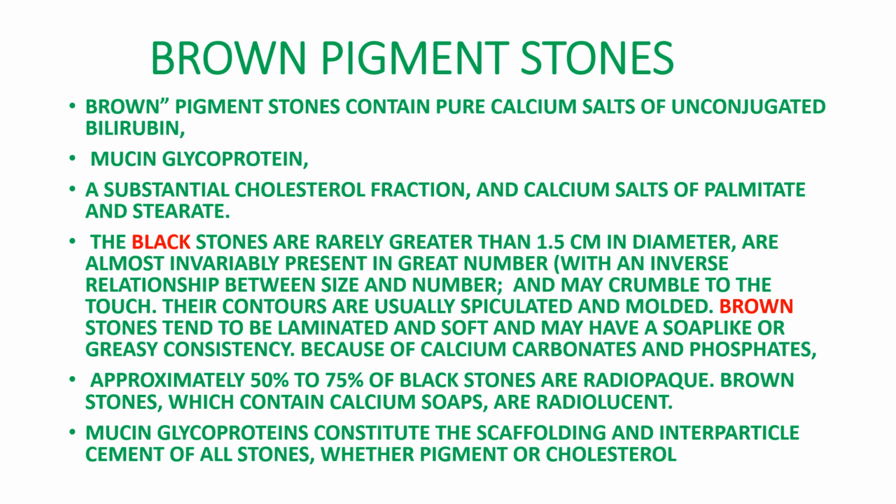Similarly, one thing which I forgot to tell you is that the pure cholesterol stones, which we discussed in the very beginning, are usually radiolucent. What does it mean? They won't appear on the X-ray. While because of the addition of some calcium carbonate, most of these stones do appear on the X-ray of the gallbladder. Brown stones, which contain calcium soaps, are normally radiolucent. What does it mean? They won't appear on the X-ray of the abdomen.